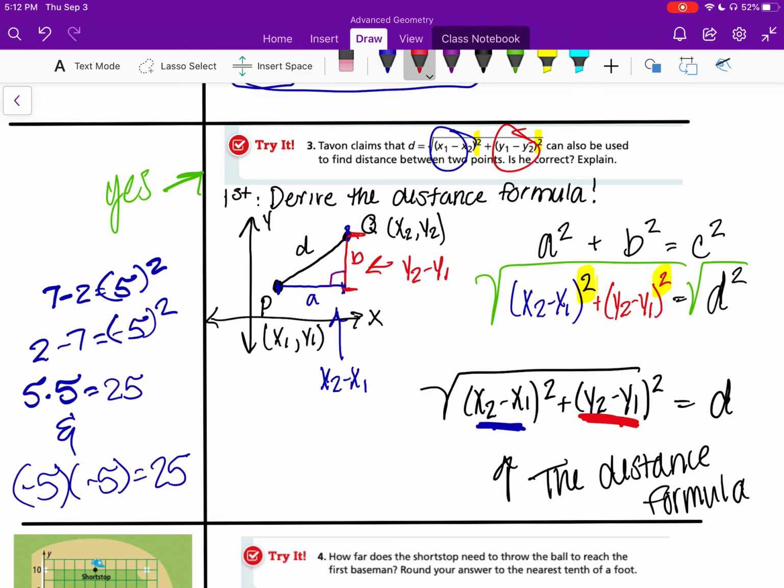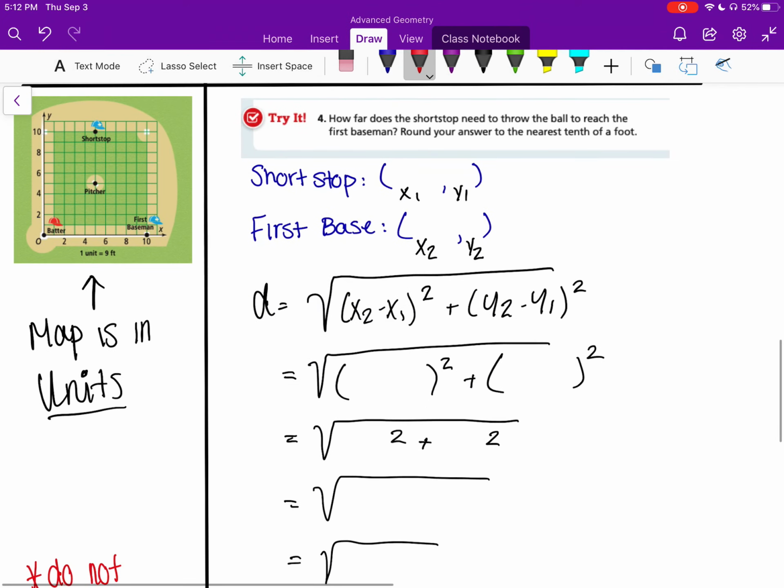Now let's actually use this distance formula. In example 4, it had a diagram in our textbook that for some reason is not in your workbook. I am not going to ask you guys to draw it, but during this video note, I just want you to make sure you're looking at this baseball diagram. And it says, how far does the shortstop, so let's find the shortstop, he's up here. How far does the shortstop need to throw the ball to reach the first baseman? Round your answer to the nearest tenth of a foot.